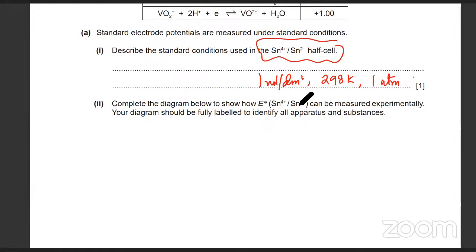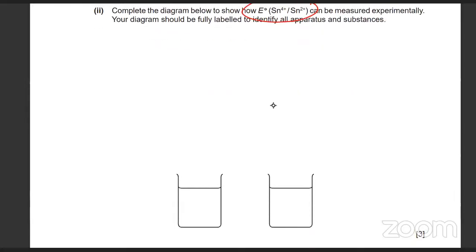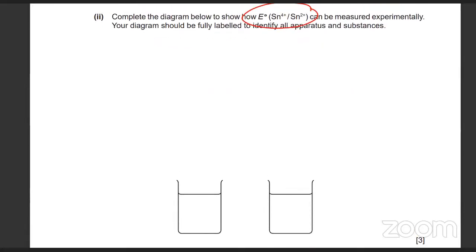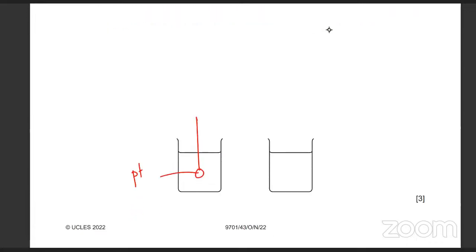Complete the diagram to show how the Sn4+/Sn2+ electrode potential can be measured experimentally. How would you measure the electrode? So how does the Sn4+/Sn2+ electrode look like? You're going to use a platinum electrode. Both your ions will be part of the solution, so it's going to be Sn2+ aqueous, and it will also have Sn4+ aqueous as well. I'll write this properly. And both of them will be 1 mole per dm cube.